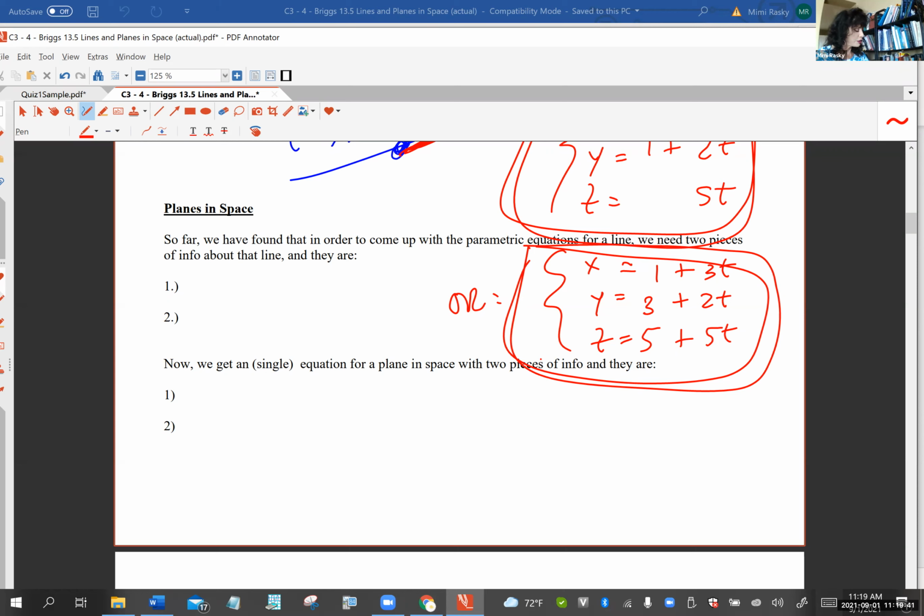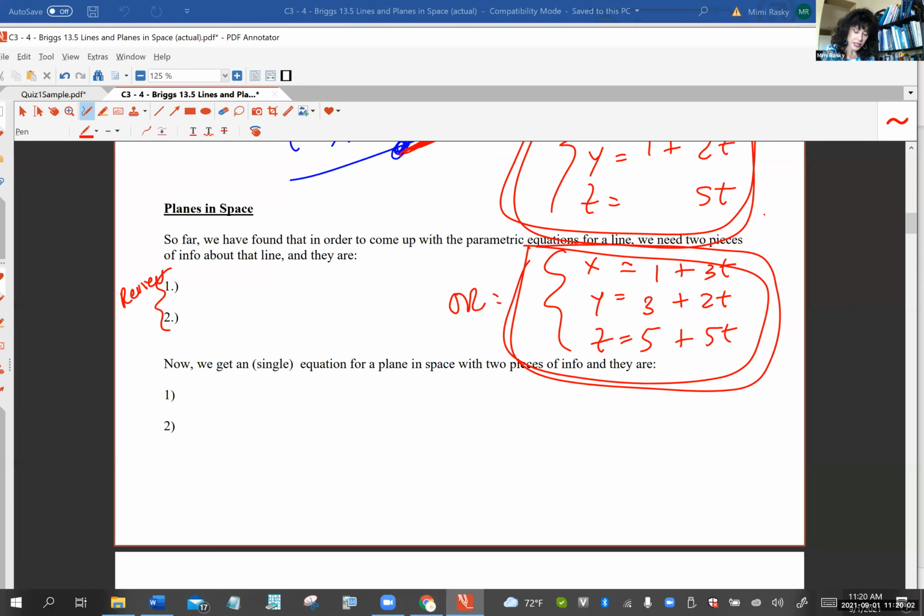So how do you represent a plane? It turns out, good news, you only need one equation to represent a single plane in space instead of a set of equations. Thank goodness. So it's not as bad, but you've got to talk about the ingredients. Let's do a little bit of review.